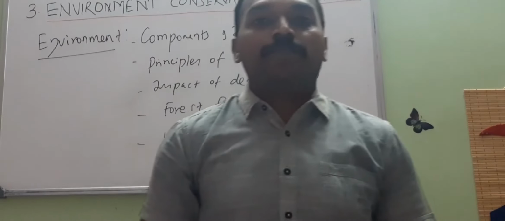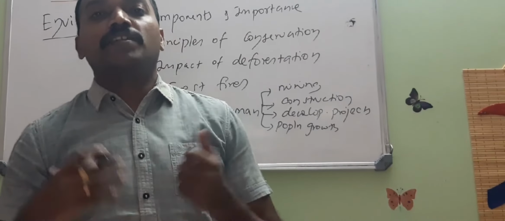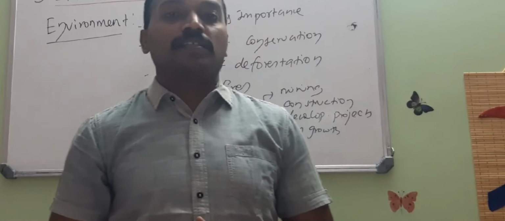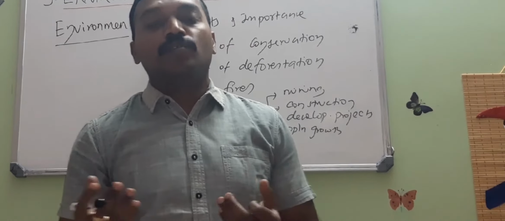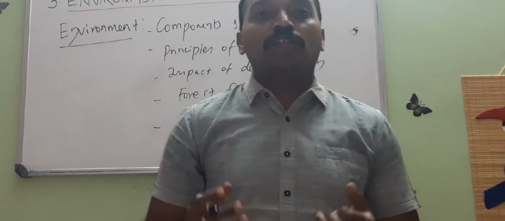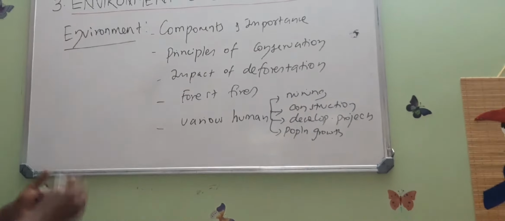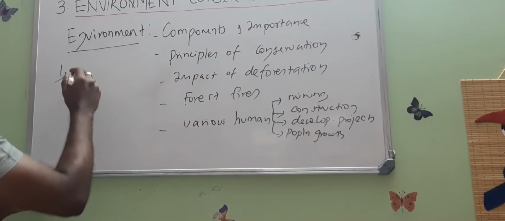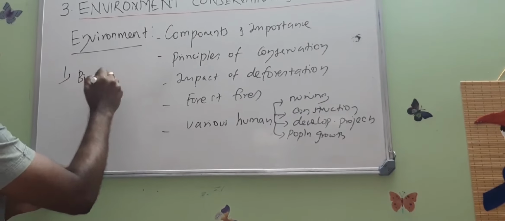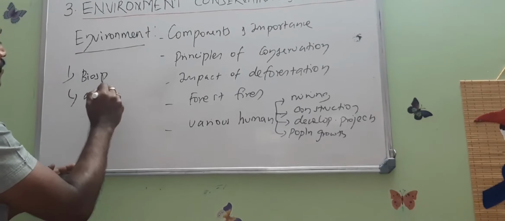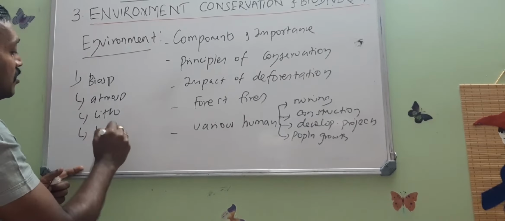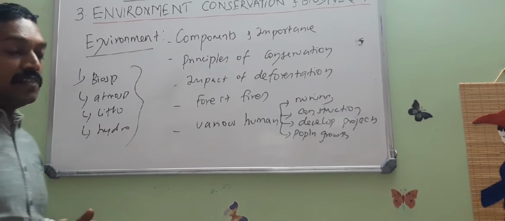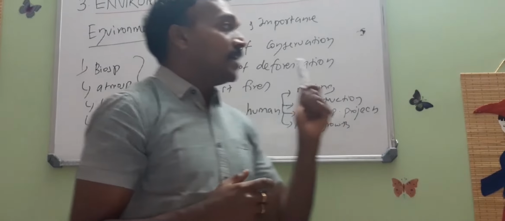What is environment? Environment is nothing but everything surrounding the human being, the physical, biological and chemical resources that surround the human being, which is commonly known as environment. And in detail, the biosphere, the atmosphere, lithosphere and hydrosphere. These are the significant components of environment.